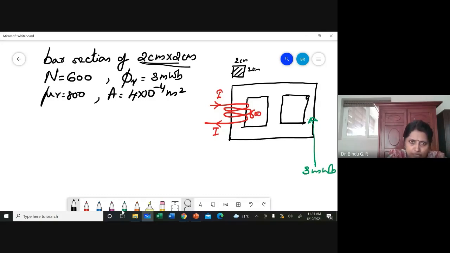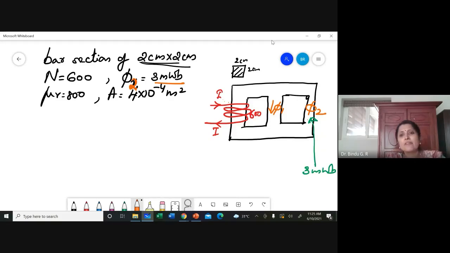Which I can mention as phi 2. Just for the sake of understanding, this is phi 1, this is phi 2. So phi 2 they have given as 3 milliweber. I have been asked to find out what should be the magnetizing current such that phi 2 is 3 milliweber. Hope this much of the question is clear to you.